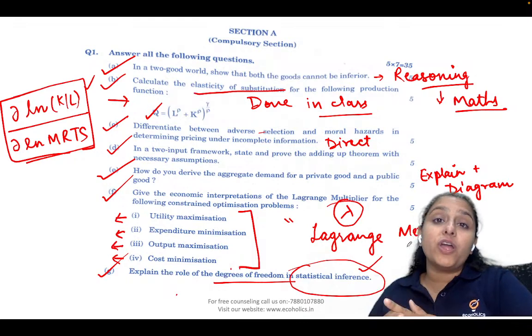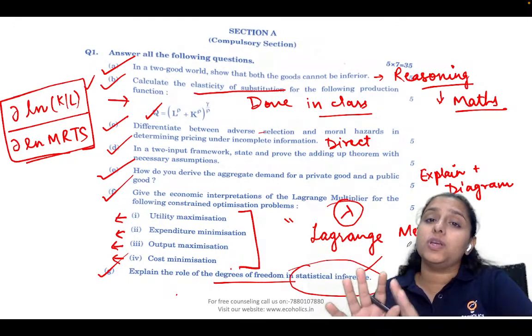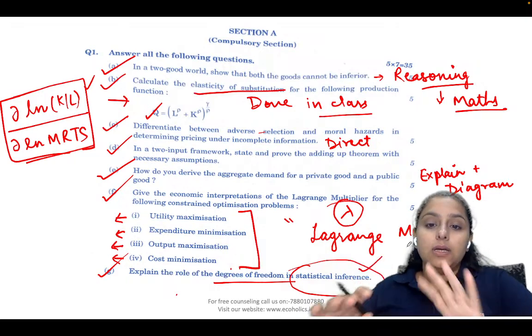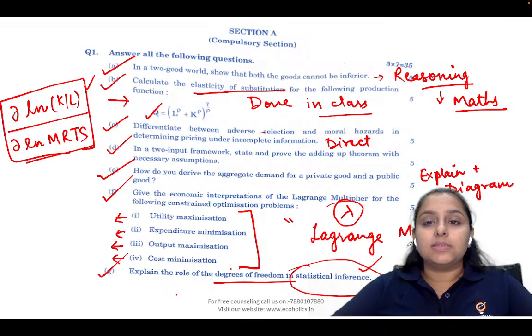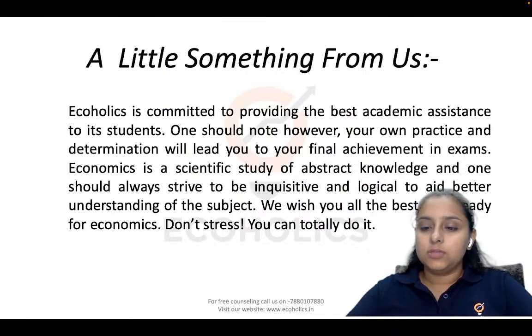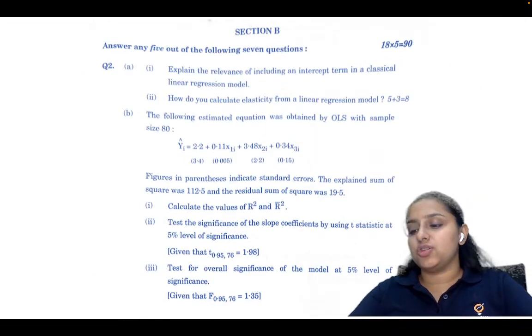Since it was a 5-mark question, there was an ample amount of things which you could have written here, because degrees of freedom has a lot of things. Okay. Now, coming to section B.